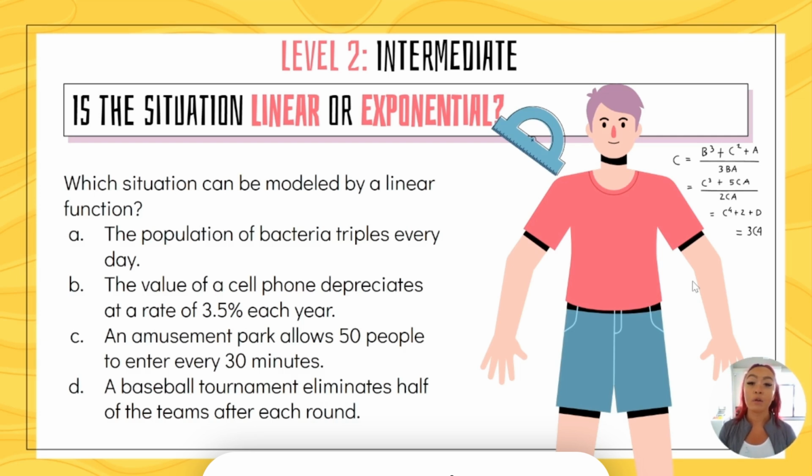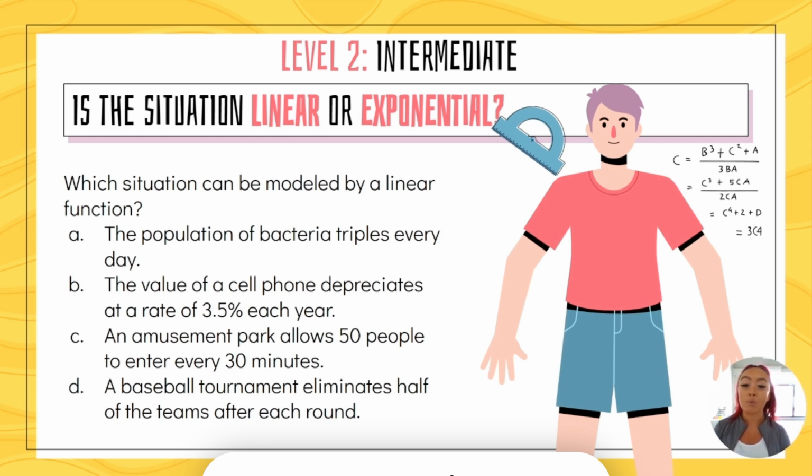In Level 2, we're going to look at some situations and determine whether they're linear or exponential. Which situation can be modeled by a linear function? Let's go through all of the choices and see what we think. Choice A says the population of bacteria triples every day. Well, I see the word triples, so I know that's exponential. In B, it says the value of a cell phone depreciates at a rate of 3.5% each year. So it's going down, decreasing by a percentage, right? We know when the rate of change is a percentage, that's exponential.